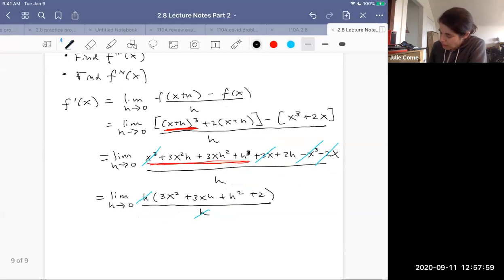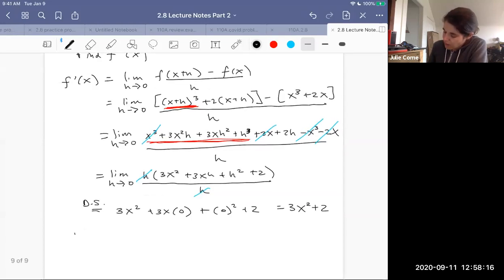And now I think I can evaluate this by direct substitution. It looks like we're going to get 3x squared plus 3x times 0 plus 0 squared plus 2, which is just 3x squared plus 2. All right, so we just found f prime of x. Well, f prime of x is equal to 3x squared plus 2. All right, so we've got one of them done.